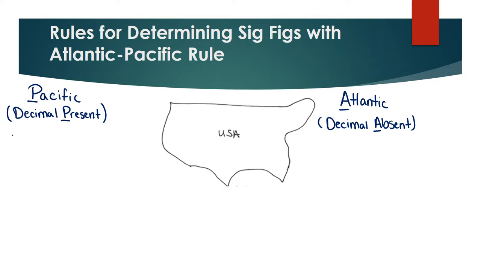The first thing that you do is, if you see that the number has a decimal in it, you start at the left. You find your first non-zero and count to the right.